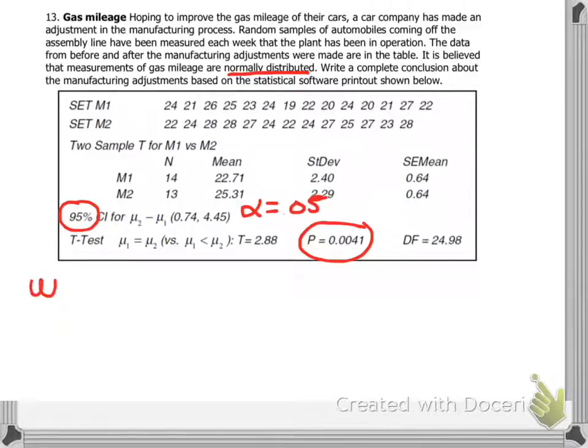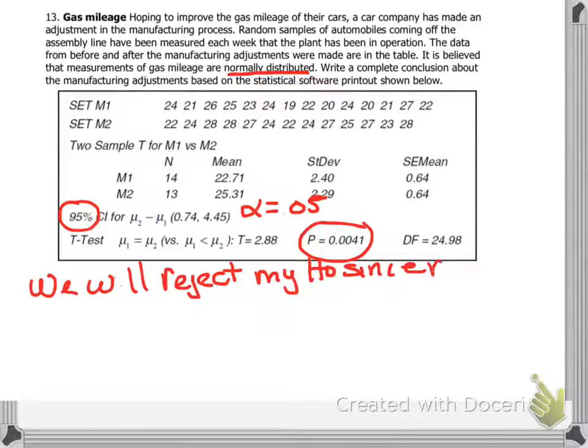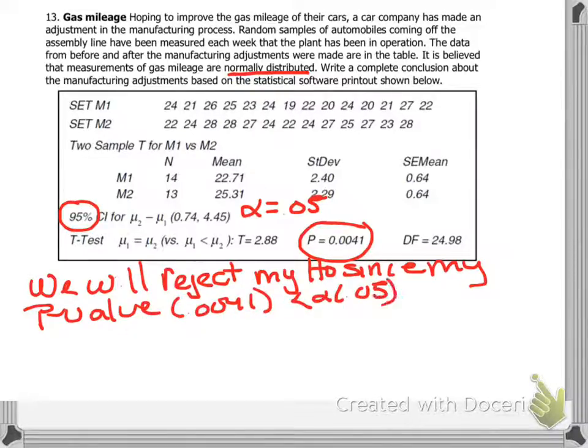So we will reject my H0 since my p-value of 0.0041 is less than alpha, which is 0.05. Okay, so if we're going to reject, that means we're going with HA. Well, what is HA? Do you see how it's less than? It is less than. So whatever process 1 is less than process 2.